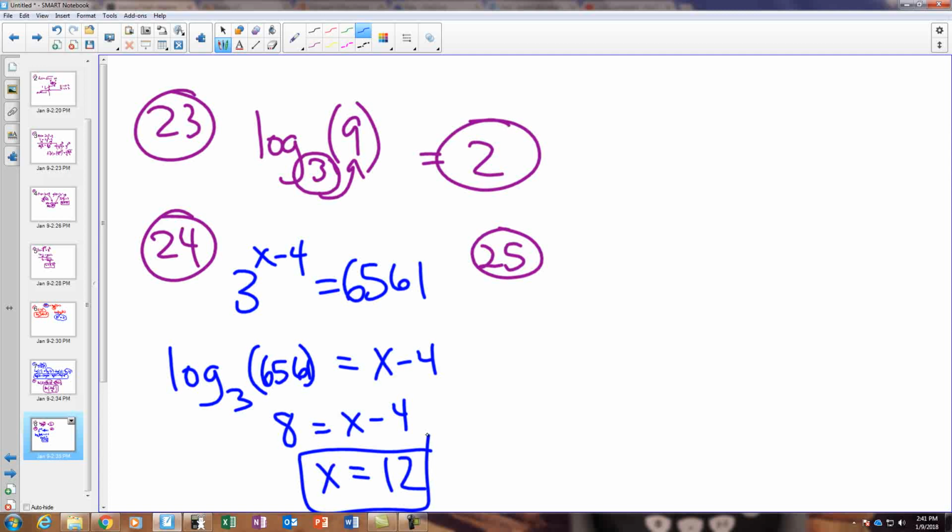But if you can't get the exponential into logarithmic form, it's a guessing game. You'll be guessing for 10 minutes trying to find the right value of x. You probably wouldn't have come up with 12 as your first guess, and it would have taken you a little while to get there. 25 asks us to go backwards with the same process.